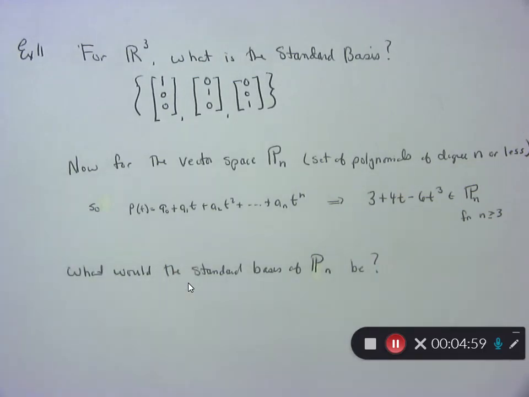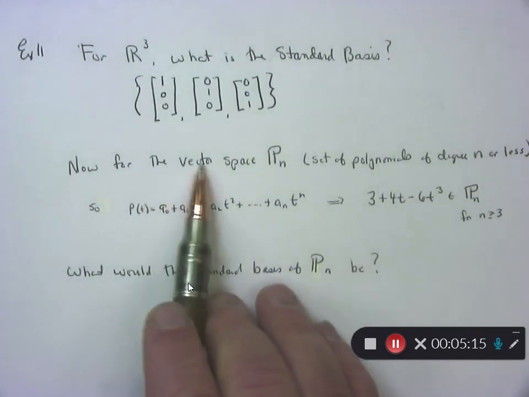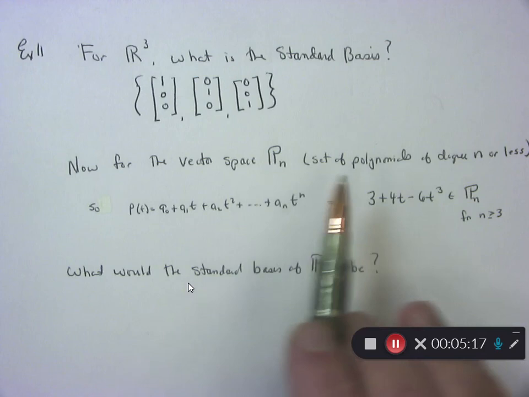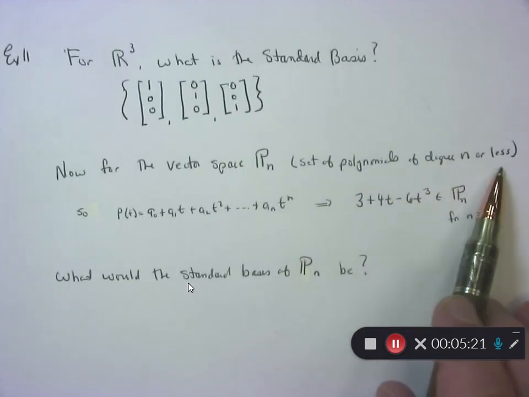But these are the standard bases. These are the ones that are most logical and easiest to see. But other than just plain old Rn, we got other kinds of vectors. So for example, in vector spaces. Now, for the vector space Pn, Pn is the set of polynomials of degree n or less.